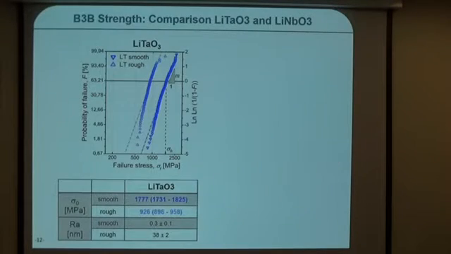So if we have a look at the results, we can see that lithium tantalate has a characteristic strength of approximately 1,800 megapascal, and due to the roughening process, this strength is almost cut in half. So we only have a little bit more than 900 megapascal left. The Weibull modulus is somewhere around 5.